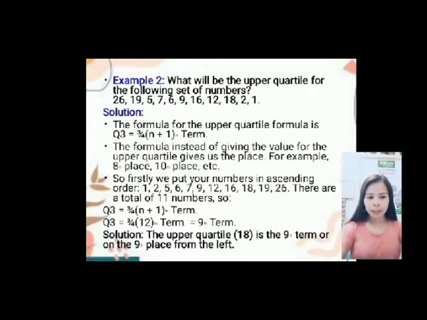If we convert it, 3/4 of n plus 1, which is 12, the nth term is equal to the 9th term. Solution: the upper quartile 18 is in the 9th term, or on the 9th place from the left. That's all. Thank you.